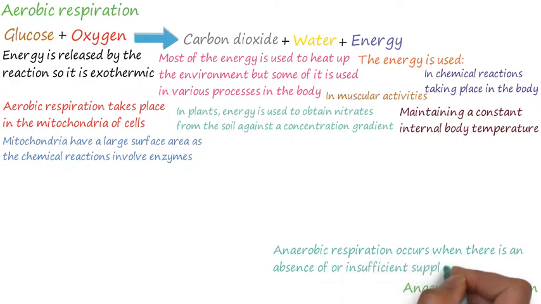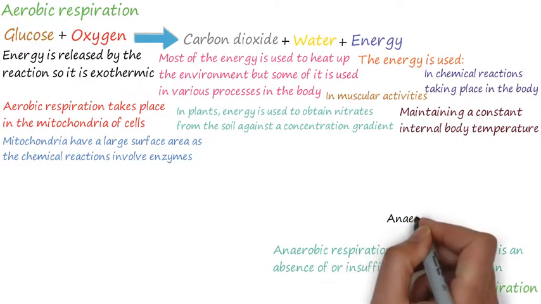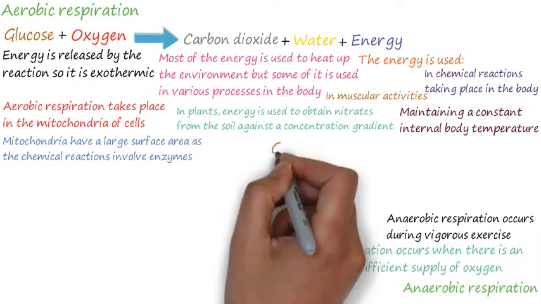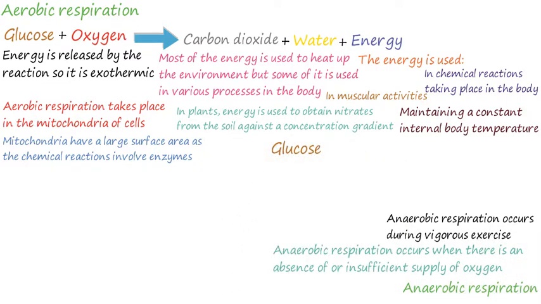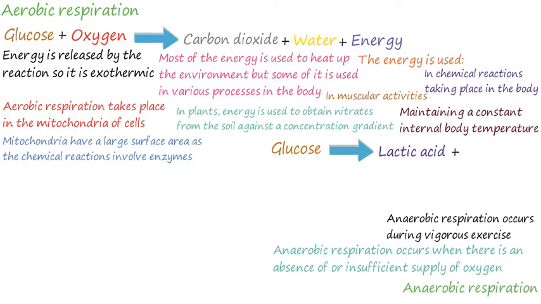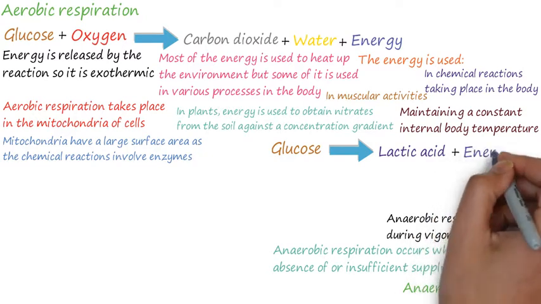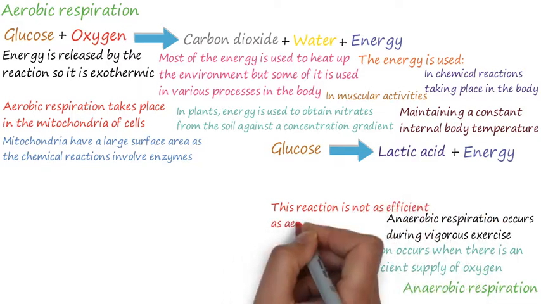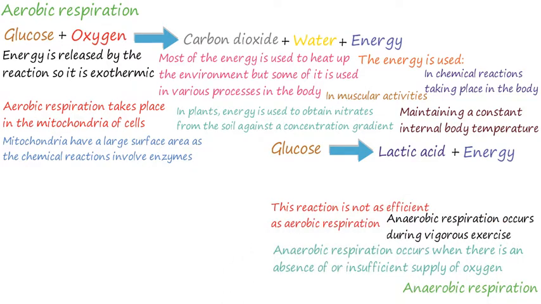Anaerobic respiration occurs when there is an absence of or insufficient supply of oxygen. In humans, anaerobic respiration occurs during vigorous exercise. This is when the supply of oxygen to the cells may not be able to match the increase in heart rate and breathing rate. In this process, the glucose molecule is not fully broken down, and so we have this reaction taking place. Glucose forms lactic acid and energy.